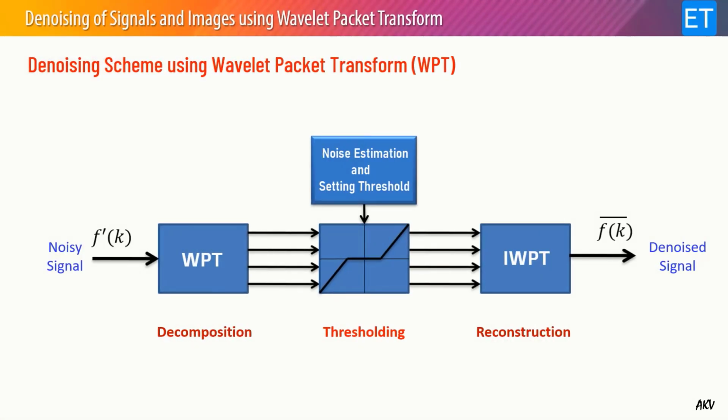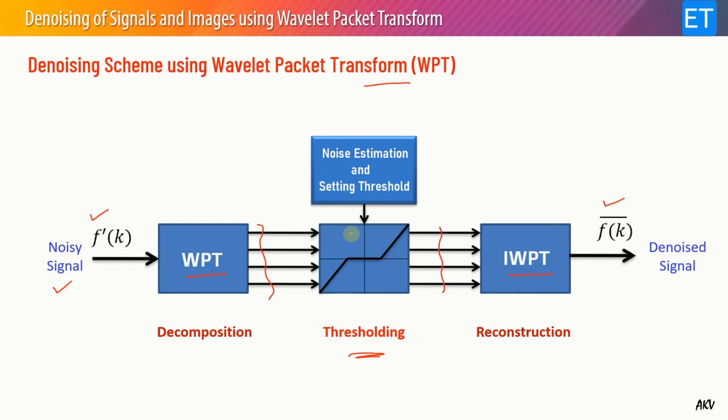And this is the wavelet packet transform based technique. This is the overall block diagram. You can see that you have the noisy input signal, let's say f dash k. First, using the wavelet packet transform, it is decomposed into various coefficients. Now these coefficients are thresholded with some rules, and after the thresholding, all these coefficients are collected, and with the inverse packet transform we get our denoised signal.